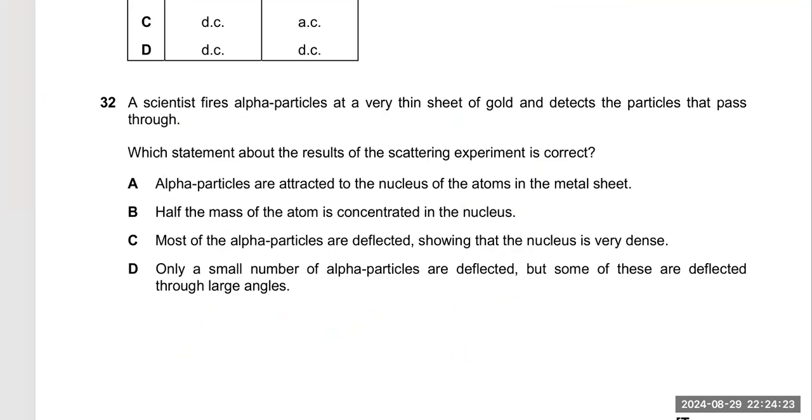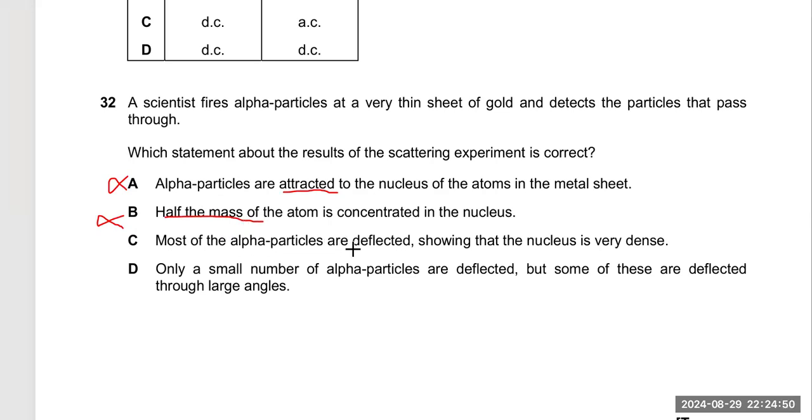So you can check: alpha particles are attracted to the nucleus. No, the nucleus cannot attract the alpha particles because both have the same charge. They repel. Okay, this option is wrong. Half the mass of the atom is concentrated in the nucleus. No, this is wrong. Half the mass is not related to the experiment.